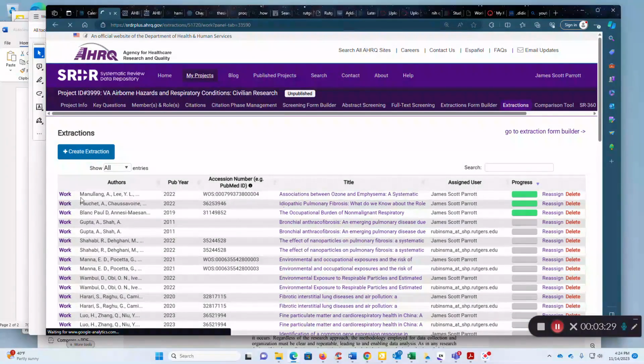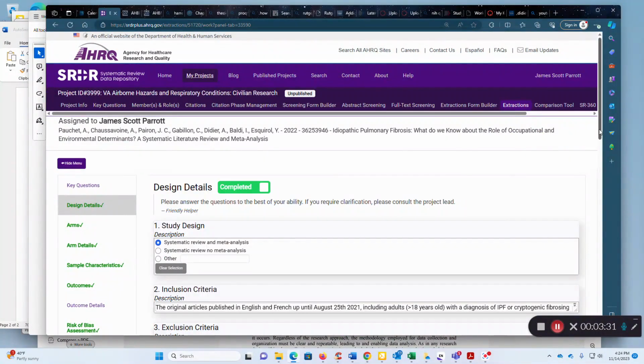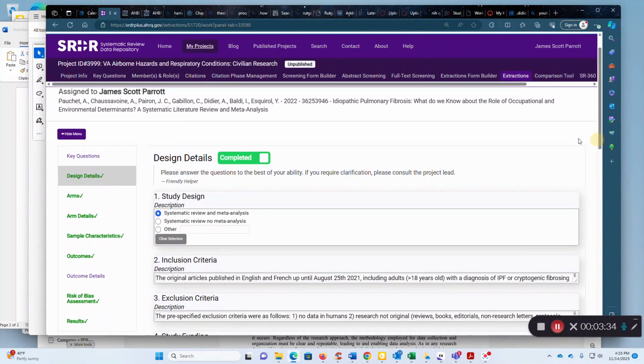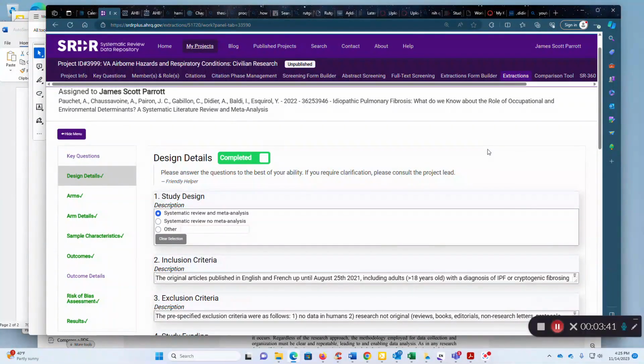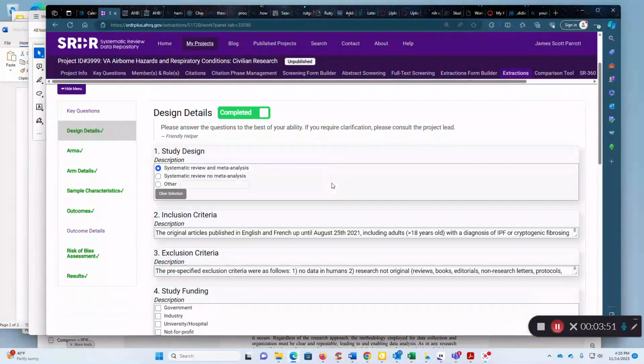Now, if you're familiar with SRDR or Covidence or any other type of data extraction platform, you'll know that you create a template, and then what you're going to do is from the articles, you're going to pull out specific pieces of information and then either pull that data into the extraction template or just answer questions. So here we see this would be something you would do in any other systematic review. What was the study design? And again, systematic review and meta-analysis, or just a systematic review with no meta-analysis.